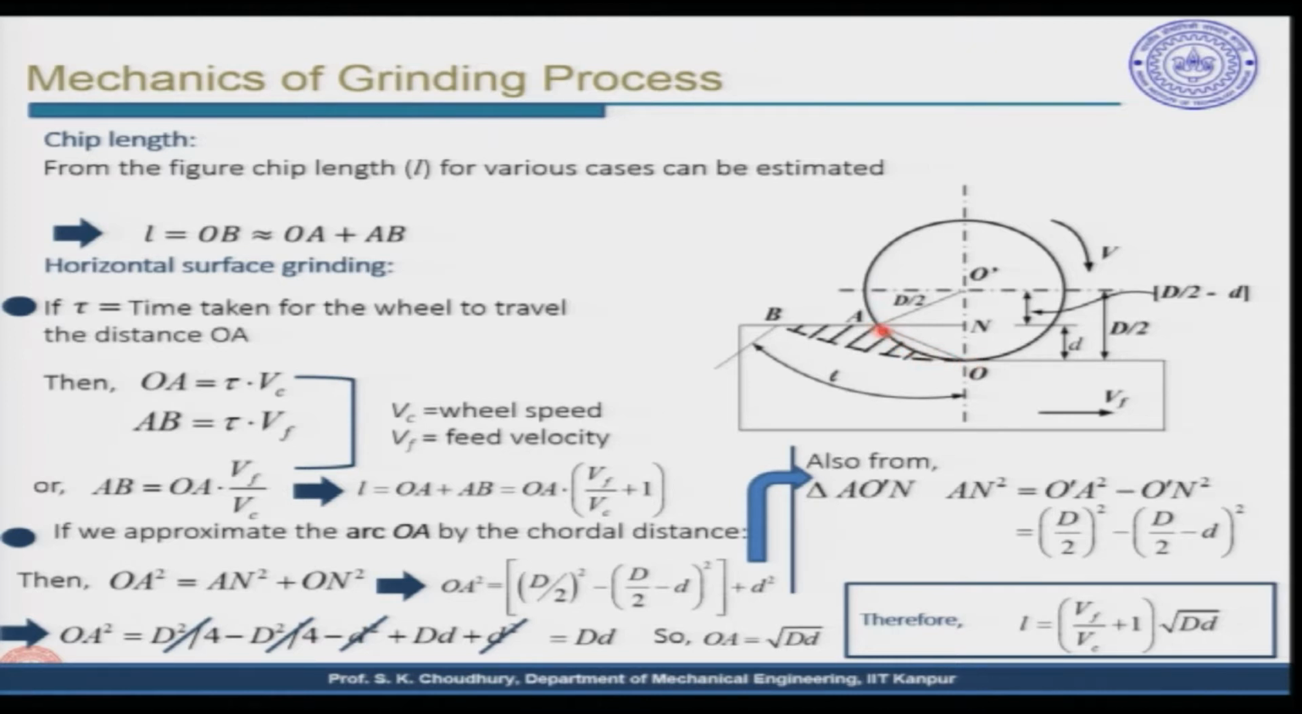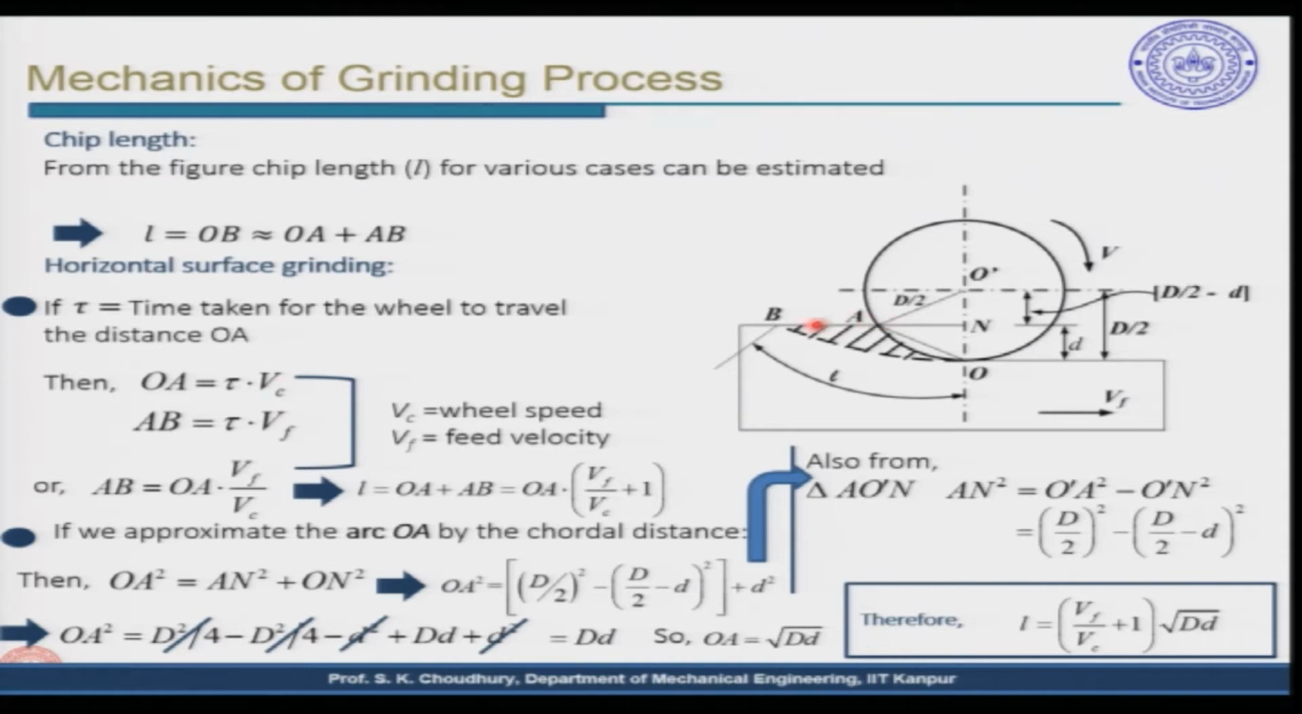This is the distance that has been traveled by the grinding wheel in time tau. Therefore, OA can be written as tau, and since this travel is because of the velocity V of the grinding wheel, OA is equal to tau times Vc. So, this has been taken as Vc anyway. So, this Vc and V are the same.